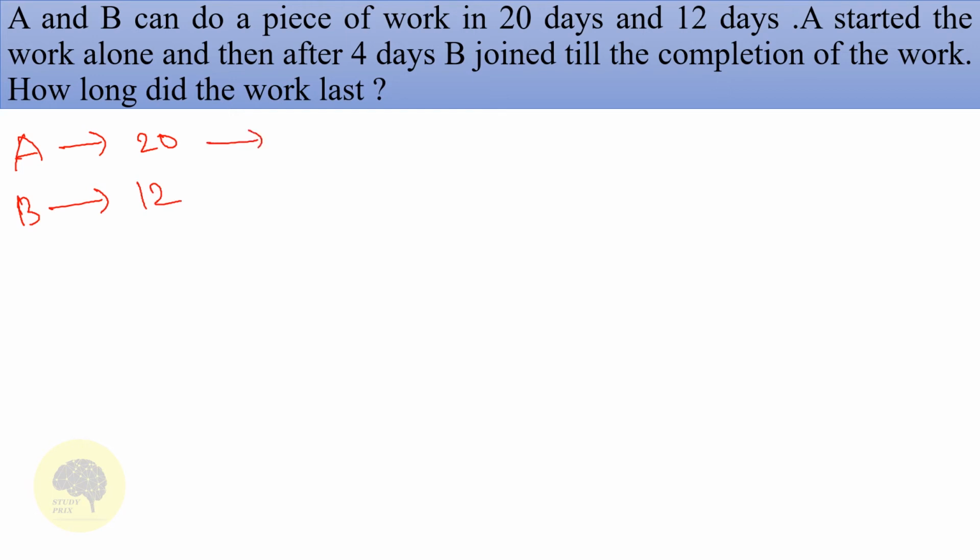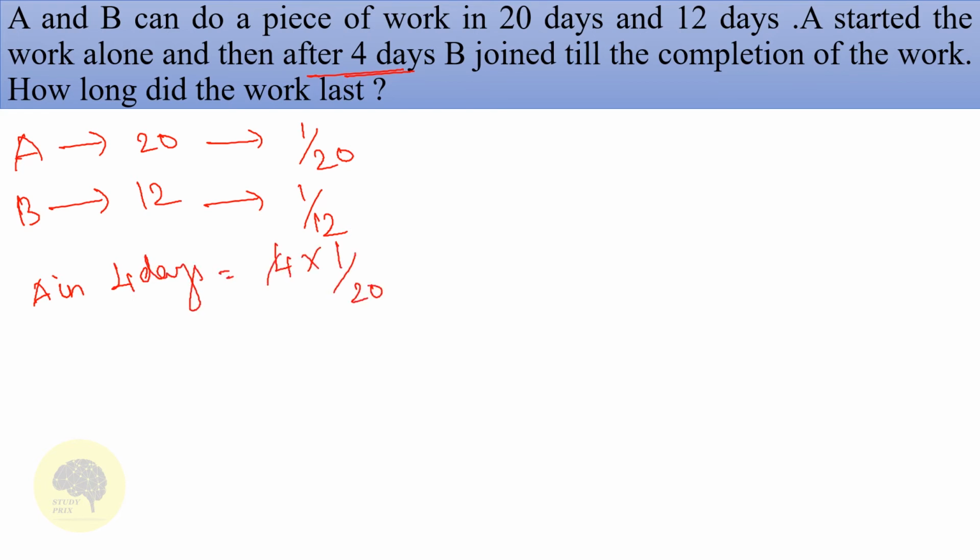From this we have to find the work done by A in 1 day, which is nothing but 1 by 20, and work done by B in 1 day, which is nothing but 1 by 12. And in the question it is stated that A only did the work for the first 4 days. So we have to find the work done by A in 4 days. It's nothing but 4 multiplied by 1 by 20. By simplifying this we will get 1 by 5. Therefore 1 by 5 amount of work can be done by A alone.